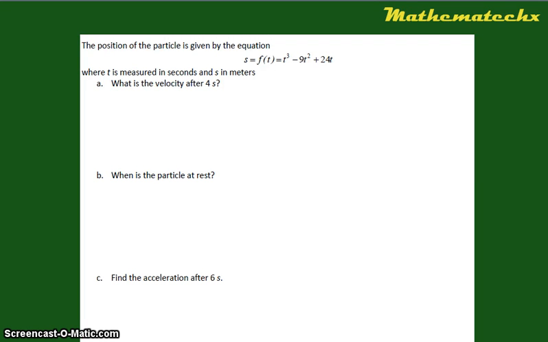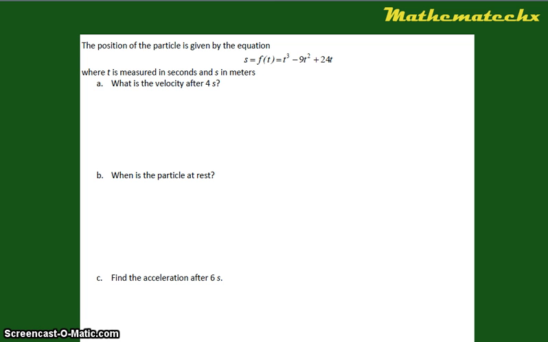Hi, in this video I'm going to show you how to solve an application of differentiation. In this case, this is an example on how we can use differentiation on distance, velocity, and acceleration problems.